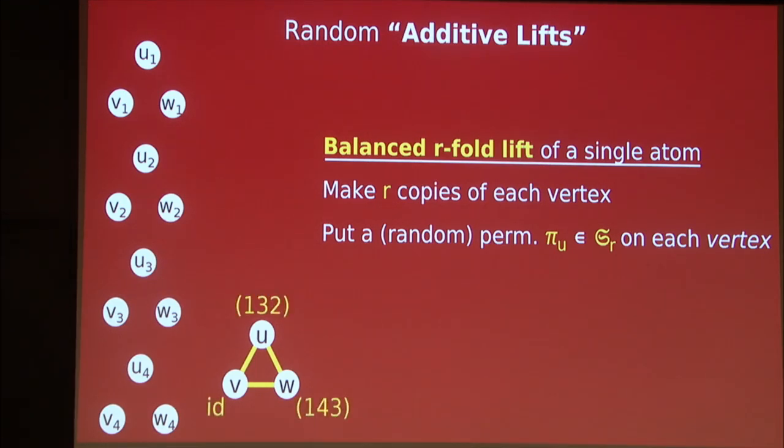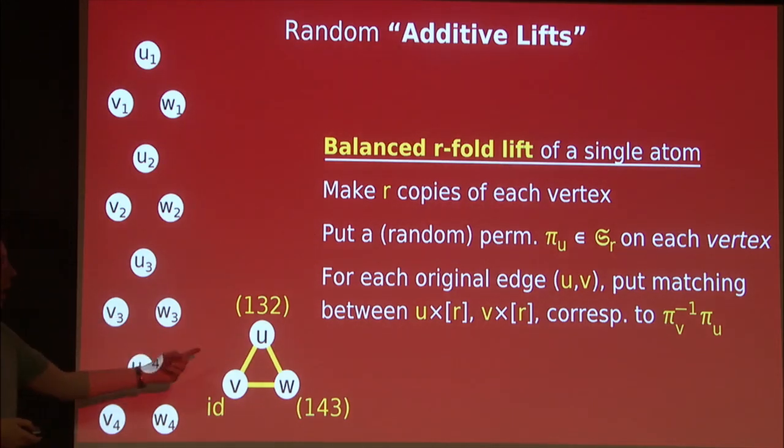By example, I picked these three permutations for the three vertices from S4. And now you put permutations on edges. On the UV edge, you put the quotient of the permutations for the vertices: pi V inverse times pi U.